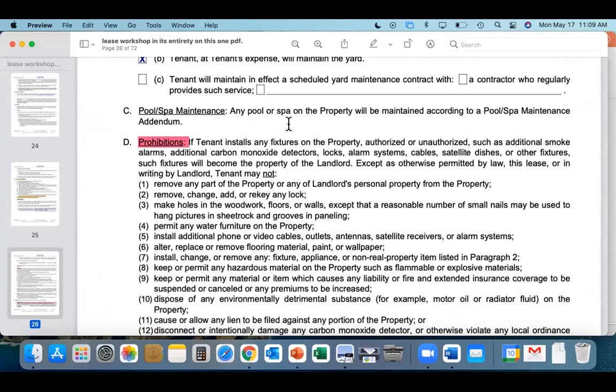Pool spa maintenance. Any pool or spa on the property will be maintained according to a pool spa maintenance addendum.